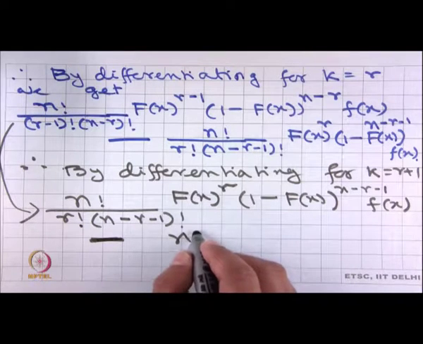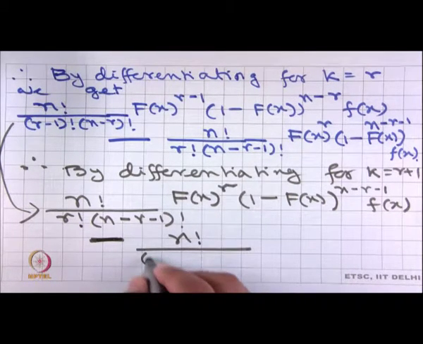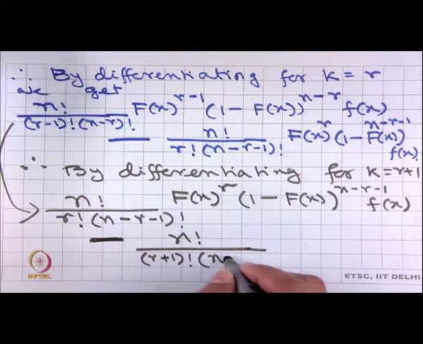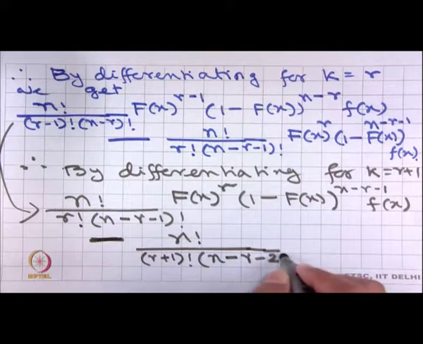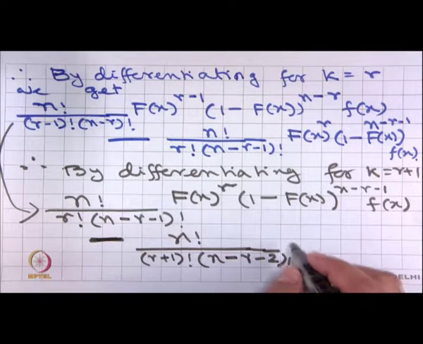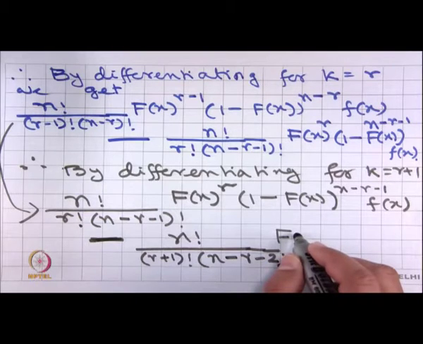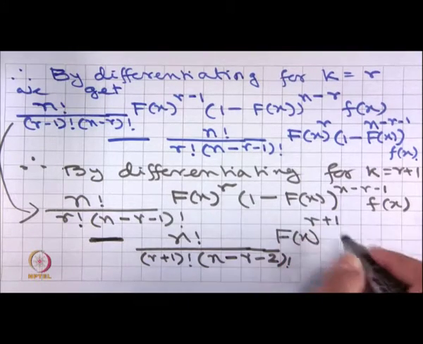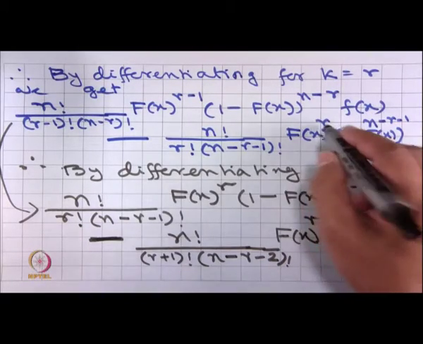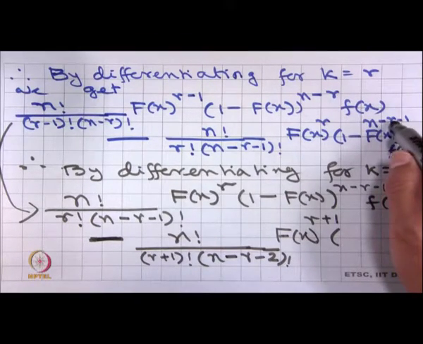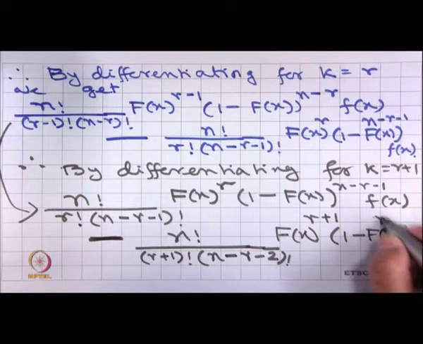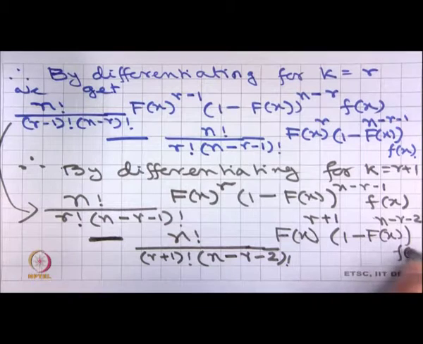Subtraction: n factorial, r plus 1 factorial, n minus r minus 2 factorial, f(x) to the power r plus 1, r is replaced with r plus 1, and now here r will be replaced with r plus 1. So, what we will get? (1 minus f(x)) whole to the power n minus r minus 2 multiplied by f'(x).